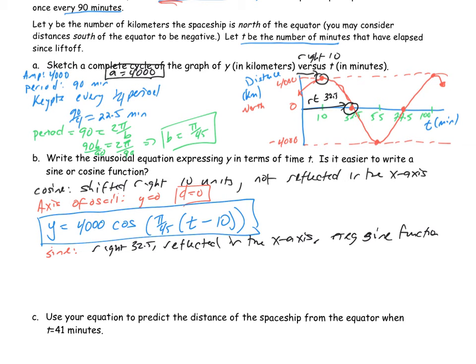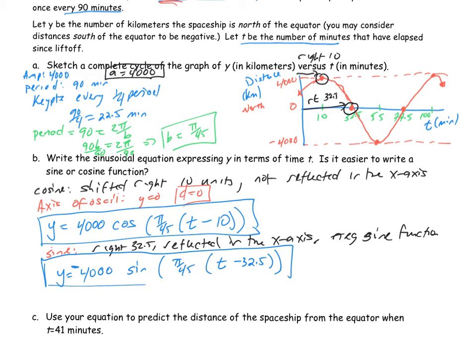So we're ready to write the sine equation. So we're going to have y equals 4,000, that's the amplitude, times sine pi over 45, the B value is still going to be factored out. We're going to have t minus 32.5 because it's shifted right 32.5 units. D is still 0. And I forgot, it's a negative 4,000 sine.